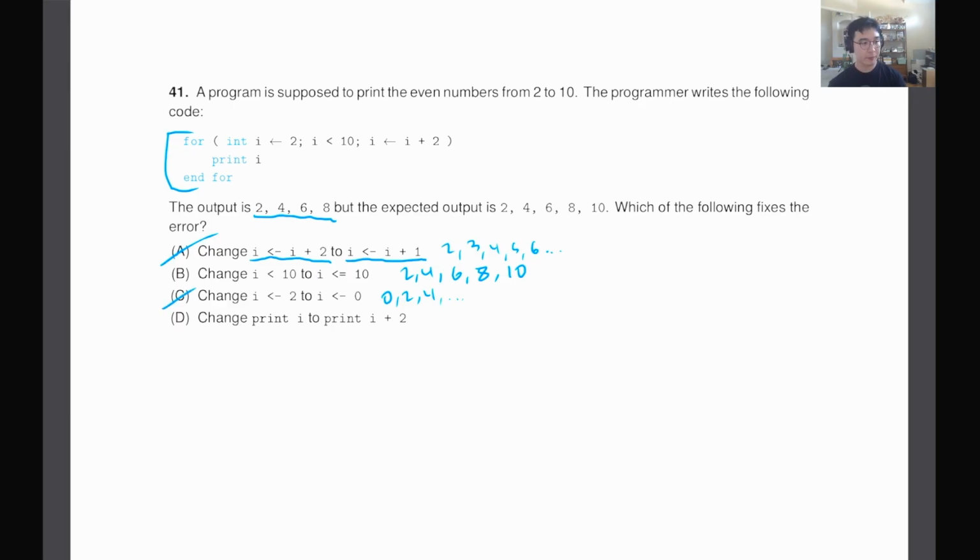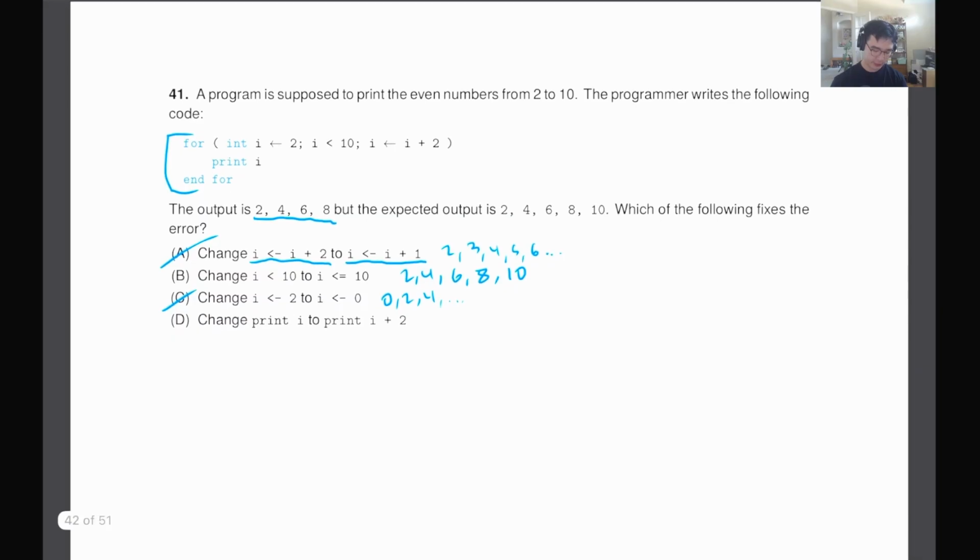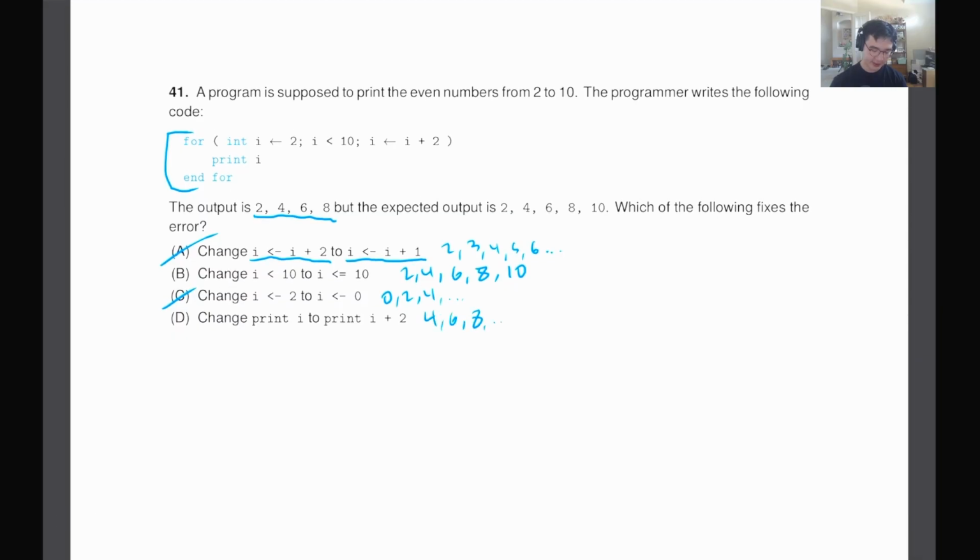What if we change it from print I to print I plus 2? Well, currently it's printing I, and it's printing out 2, 4, 6, 8. If we change it to print I plus 2, wouldn't it print 4, 6, 8, dot, dot, dot? But we do want that 2 to print out, so D is incorrect, right? Because we want 2 to print out as well. So B is the answer. And if you do trace this line by line, if you need extra practice of for loops, I encourage you to do so. You'll see that B gets us what we want.